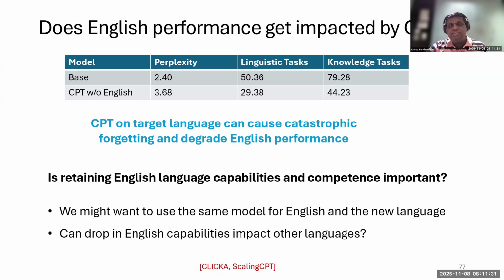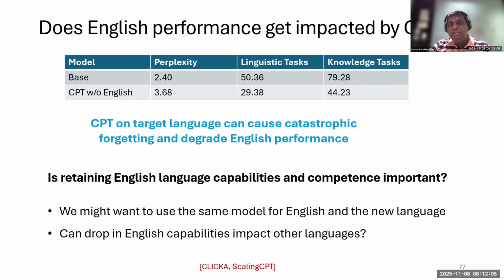Now let's go to some specific questions that are of interest. When we do continued pre-training on the new language, does English performance get impacted? The answer is yes. Definitely, if you pre-train only on the new language, it will lead to catastrophic performance and degrade English performance in terms of perplexity, the raw LM capability, as well as on different linguistic and NLP tasks and knowledge tasks. So across the board, English performance will decrease.